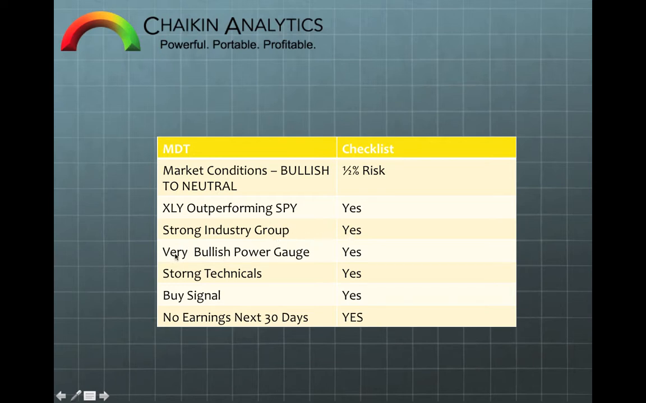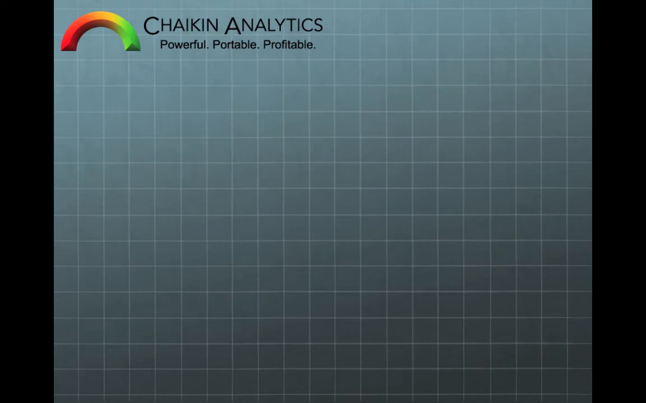We don't have a very bullish, but we do have a bullish power gauge reading. We have strong technical signals. We did get a buy signal, albeit an aggressive one, and there's no earnings in the next 30 days. My personal preference would be to sell a put rather than to enter a long position, just because it feels like the market's got to pull back a little bit before it breaks through this upper resistance. But that's just me. And that's how simple it is to use Chaikin Analytics for iPad to make really intelligent, systematic decisions where you don't have to think a lot with your heart. It's mostly just following along with your head.